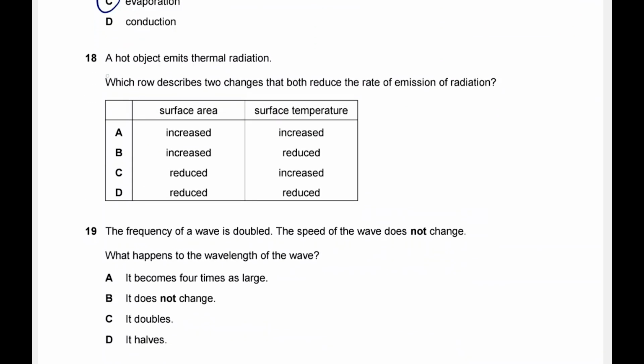Number 18. A hot object emits thermal radiation. Which row describes two changes that both reduce the rate of emission of radiation? Surface area. The greater the surface area, the greater the rate of emission. And since we are trying to reduce the rate of emission, then it must be a reduced surface area. How about surface temperature? The higher the temperature, the more the rate of emission. So if we want to have a reduced rate of emission, then we should reduce the temperature. Okay, so the answer is D.